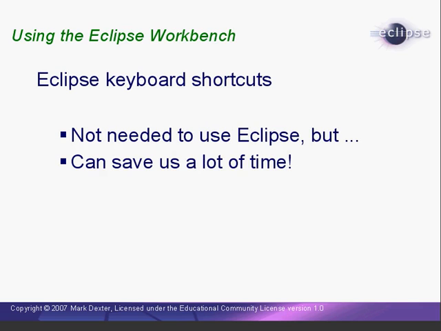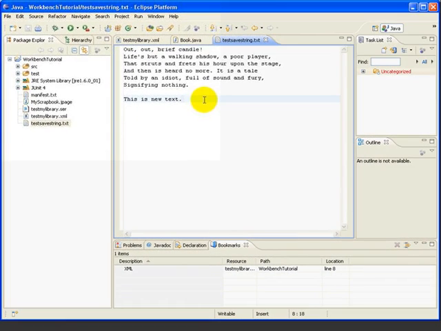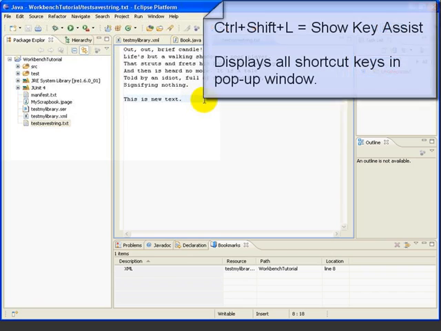Now, we can use Eclipse perfectly well without ever using a keyboard shortcut. However, the more we use Eclipse, the more time we can save by learning even a few keyboard shortcuts for common tasks. The most important shortcut for getting started is the shortcut that helps us find other shortcuts. Here we have Eclipse started where we left off in the last lesson with the text file open for editing. Let's type Ctrl plus Shift plus L.